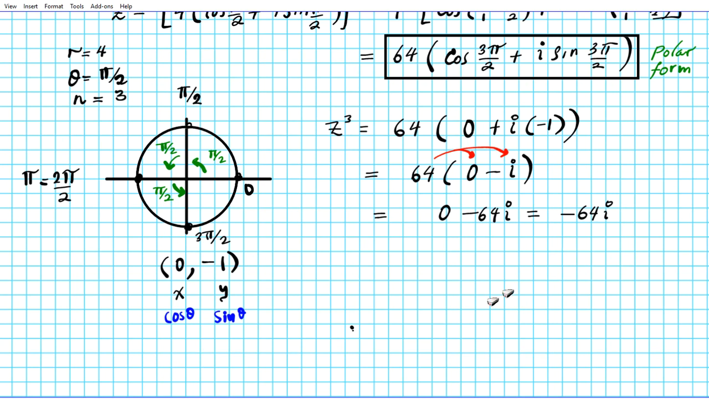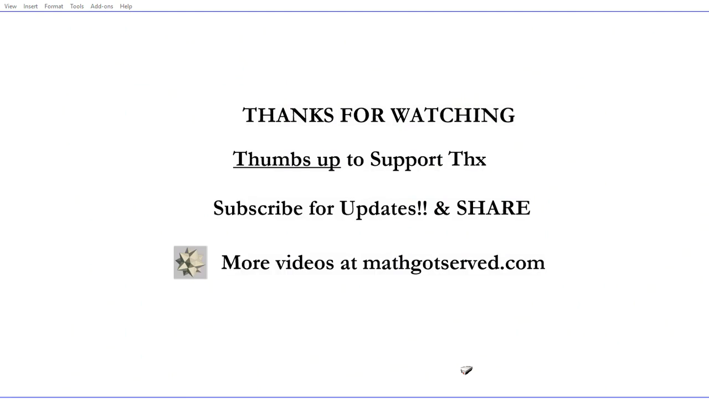It is a pure imaginary number. Okay, so this is the rectangular form of z to the third power. Alright, so that's how you find the powers of complex numbers in polar form.